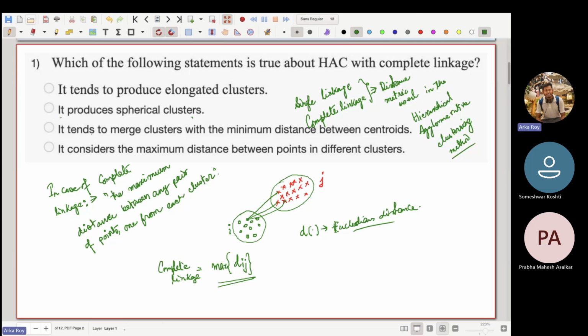Then, it tends to merge clusters with minimum distance between the centroids. It considers maximum distance between points of different clusters. So this is basically what complete linkage means: it considers the maximum distance between points in different clusters. This is what this particular figure suggests.